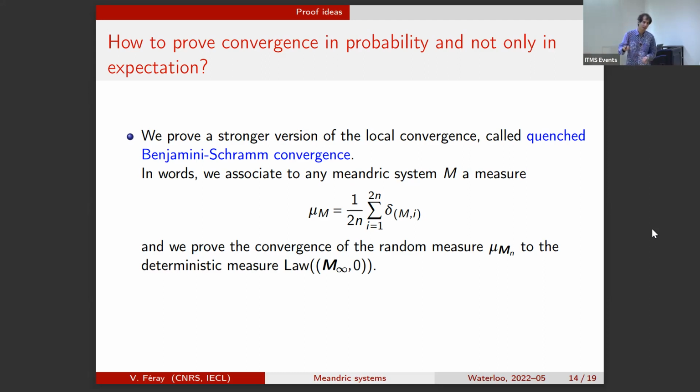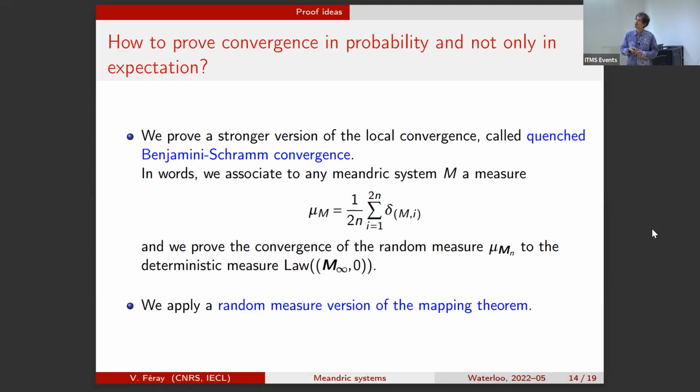And then you have a random measure version of the mapping theorem we were using, which also gives a headache when you start to state it and write it. But we were using some results. There is a big book about random measures by Kallenberg, and we were using results from there, and this works without big difficulty, I would say. Okay.